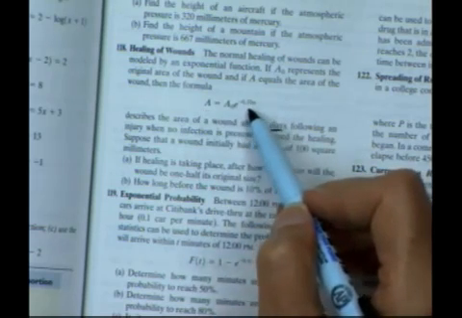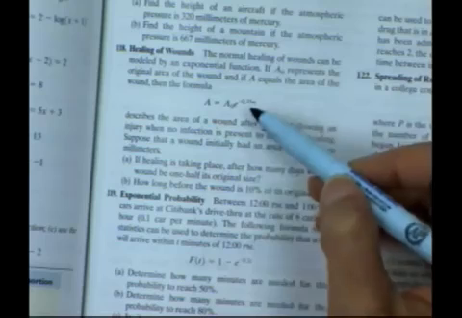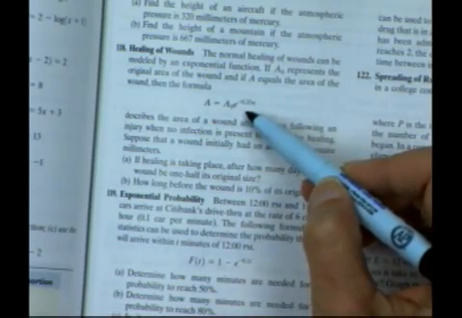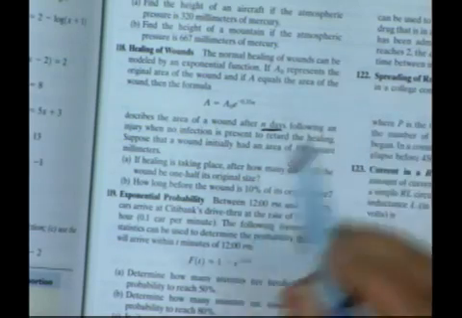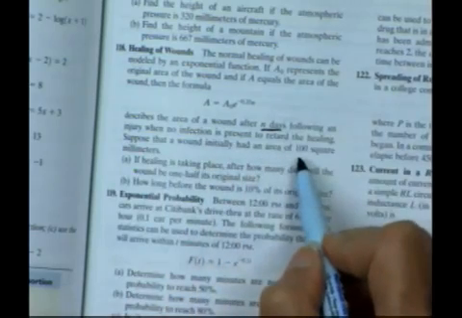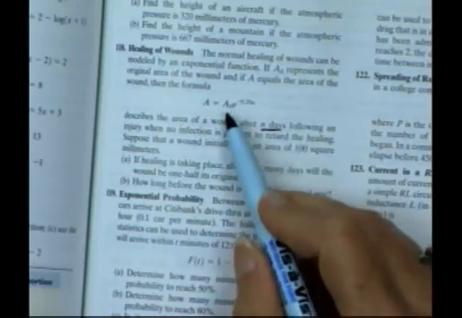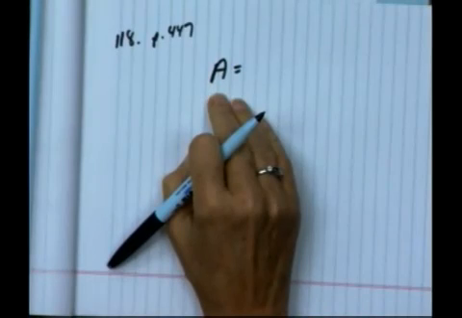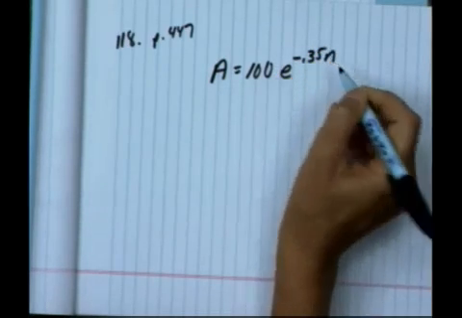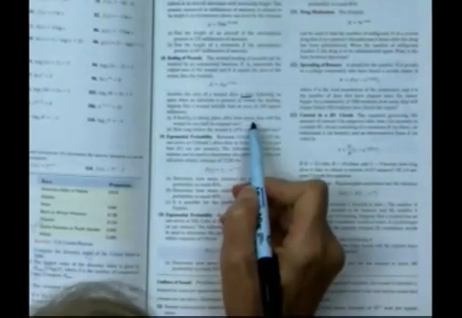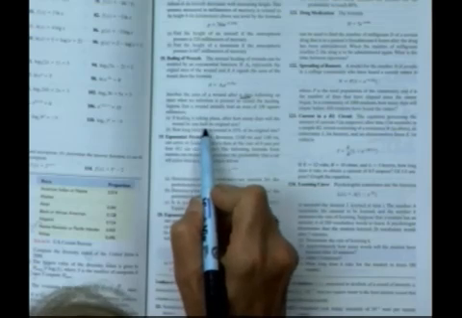Now, is the size of your wound going to decrease or increase? Decrease. And you know that because that little exponent there is negative, and that's your decay function. We're not talking about a wound decaying, we're talking about a wound shrinking in size. So suppose that the wound initially covered an area of 100 square millimeters. Where's that 100 going to go? That's your little a sub zero. So in our problem, the area of the wound after n days is equal to the initial size, 100 e to the negative 0.35 n.